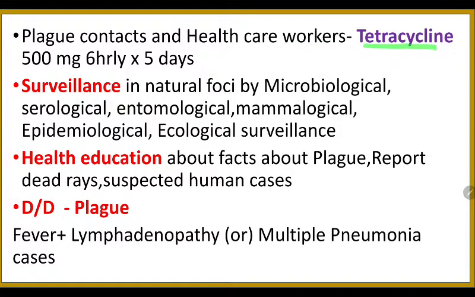Now coming to surveillance, this is most important. Surveillance should be done in natural foci areas. We have discussed what natural foci are in the previous video. It should be done as microbiological, serological, entomological, mammalogical, epidemiological, and ecological surveys. We need to do surveillance at every point, because this is going to be a potential threat in an epidemic.